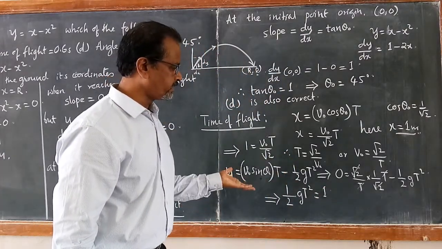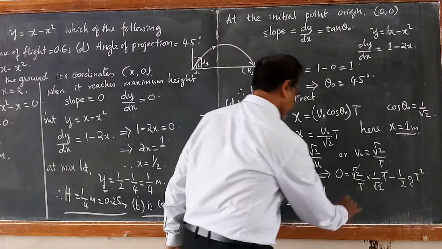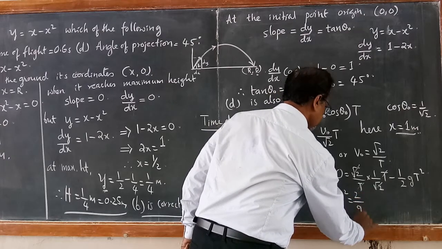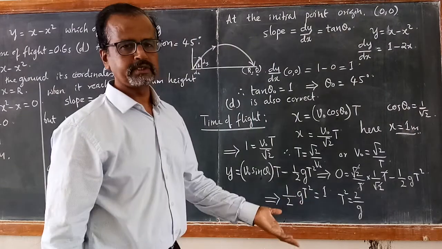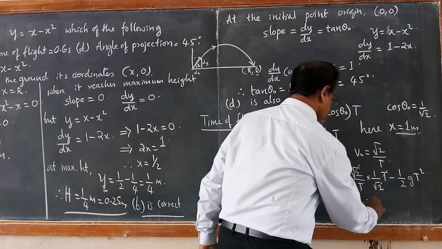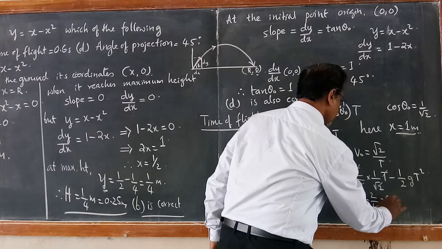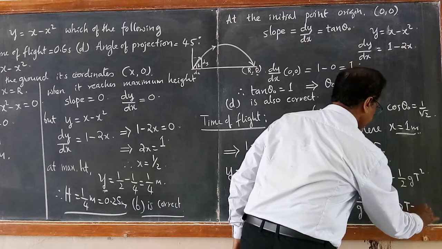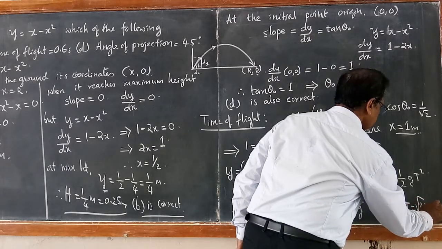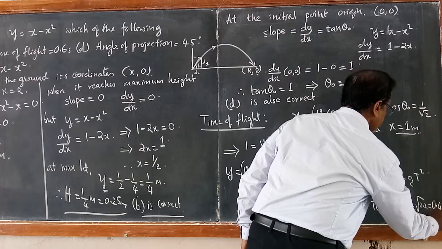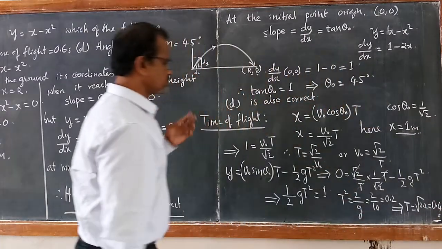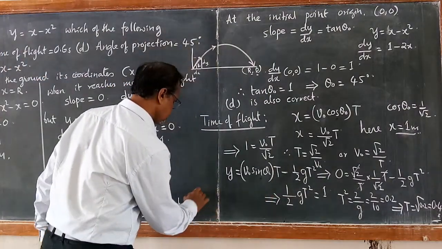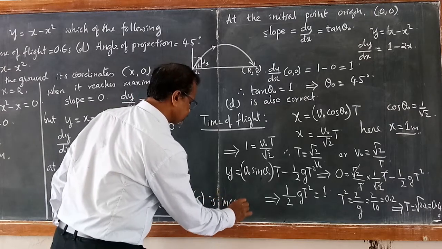Therefore we want to find t square. So t square is equal to 2 by g. Take g equal to 10, so it becomes 2 by 10, that is 0.2. Therefore, the square root of t square becomes 0.44 seconds. Again, the same answer we got from the previous method also. Therefore, C is incorrect.